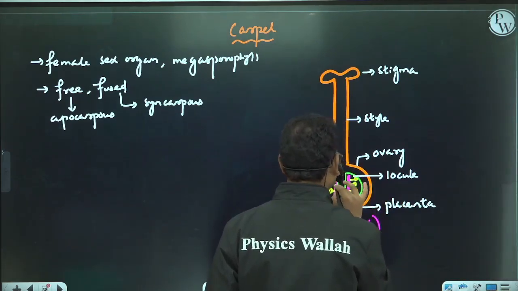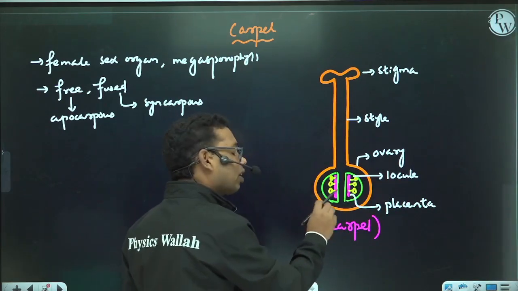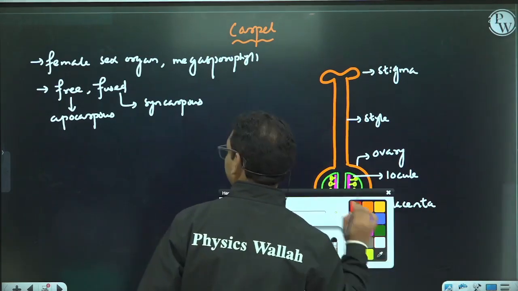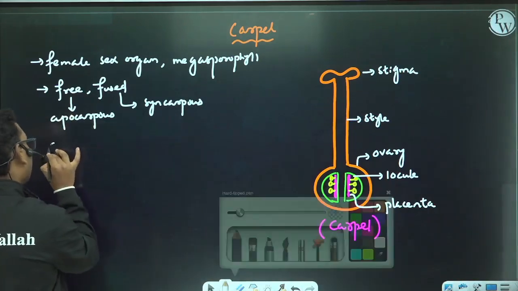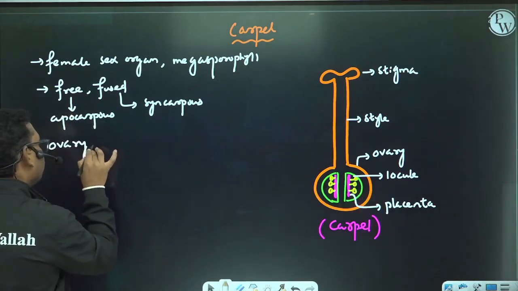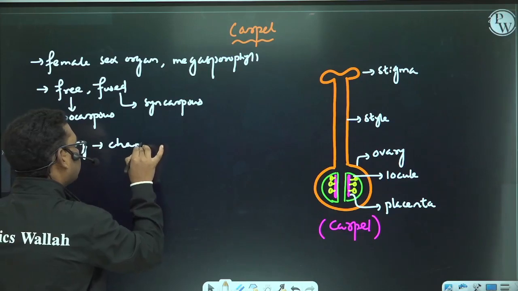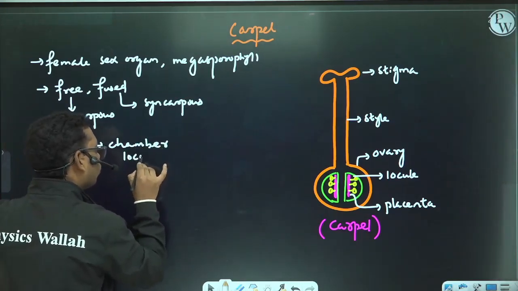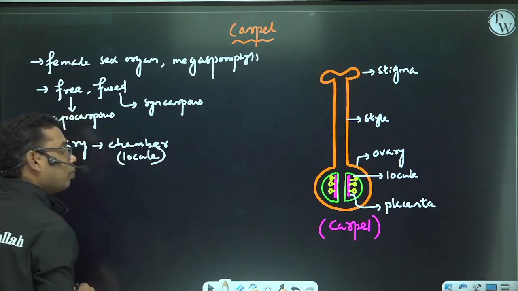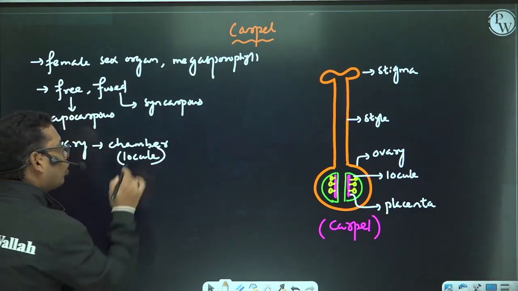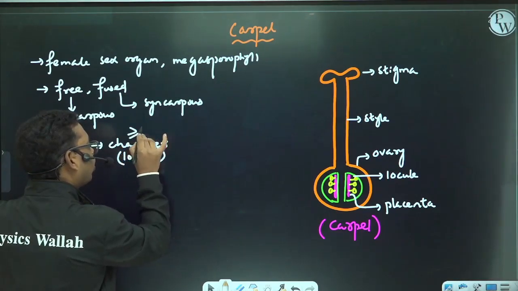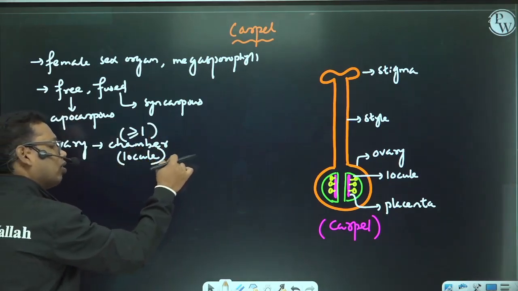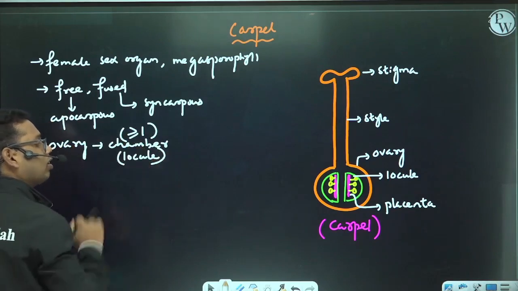The number of ovules in a locule can be 1 or more than 1. So I can write here, in the ovary chambers are there, and the chambers are called locule. The number of chambers can be 1 or more than 1. So if 1, unilocular; if 2, bilocular; if 3, trilocular; if more than 3, multilocular condition.